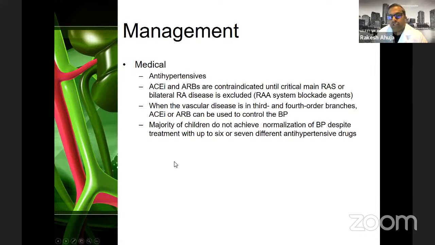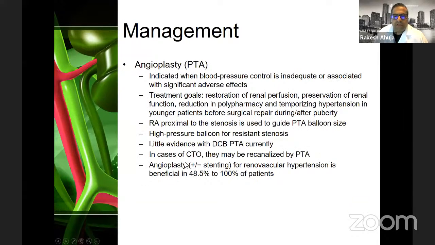The majority of the kids actually do not end up achieving normalization of BP despite multiple medications. Angioplasty apparently is the mainstay of the treatment, which is indicated when the blood pressure is inadequately controlled or associated with significant adverse effects. The goal of the treatment is to restore renal perfusion and reduce polypharmacy, which helps in temporizing hypertension. The renal artery proximal to the stenosis is used as a guide for sizing because of the post-stenotic dilatation, which cannot be reliable on the other side. So pre-stenosis is what is really important.